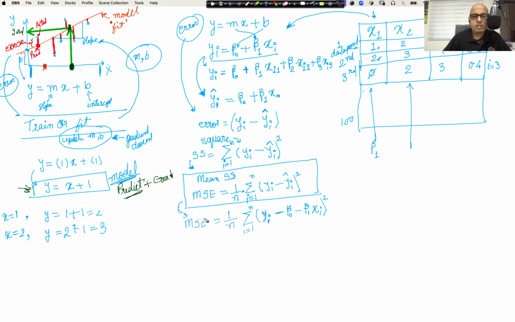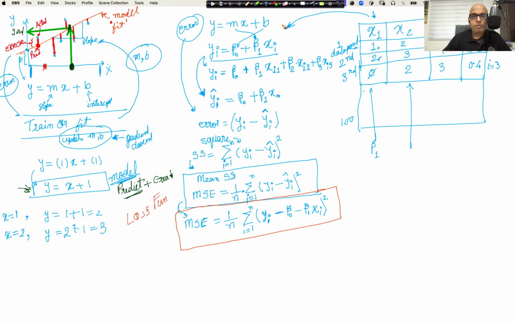So that's the equation that we have, and this equation is also called the loss function, or it is also called the cost function that we can work with. So this is what we use to then calculate the gradients.